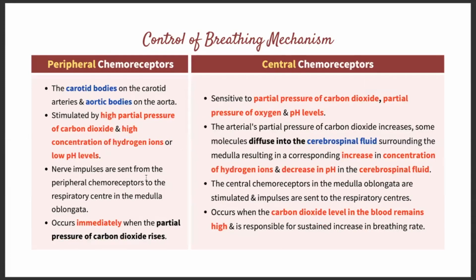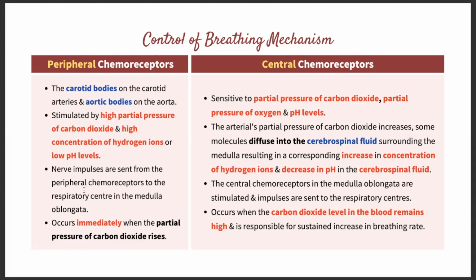Here we will talk about the peripheral and the central chemoreceptors. The first one, peripheral chemoreceptors: the carotid bodies on the carotid arteries and the aortic bodies on the aorta. These are the peripheral chemoreceptors. They are stimulated by a high partial pressure of carbon dioxide and a high concentration of hydrogen ions, or low pH levels, because if you're talking about pH, you're basically talking about the concentration of hydrogen ions. When they are stimulated, nerve impulses are sent from the peripheral chemoreceptors to the respiratory center in the medulla oblongata.